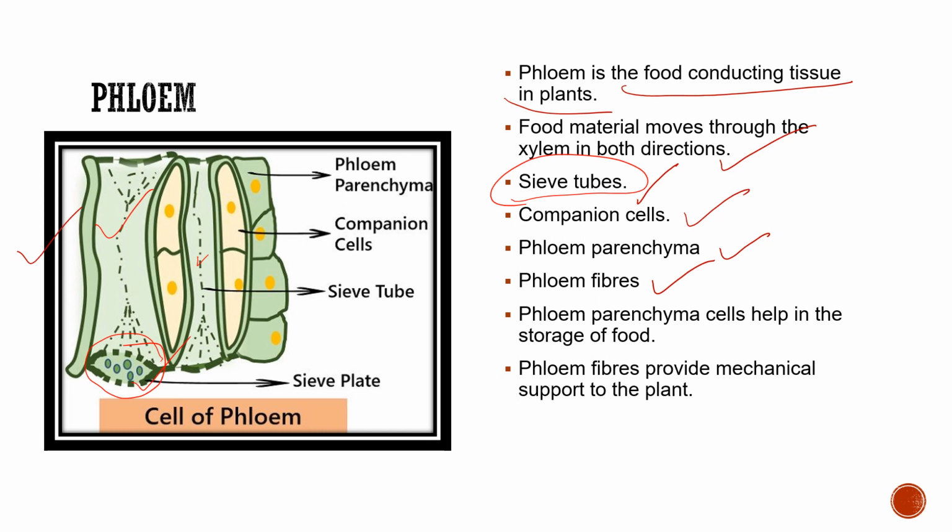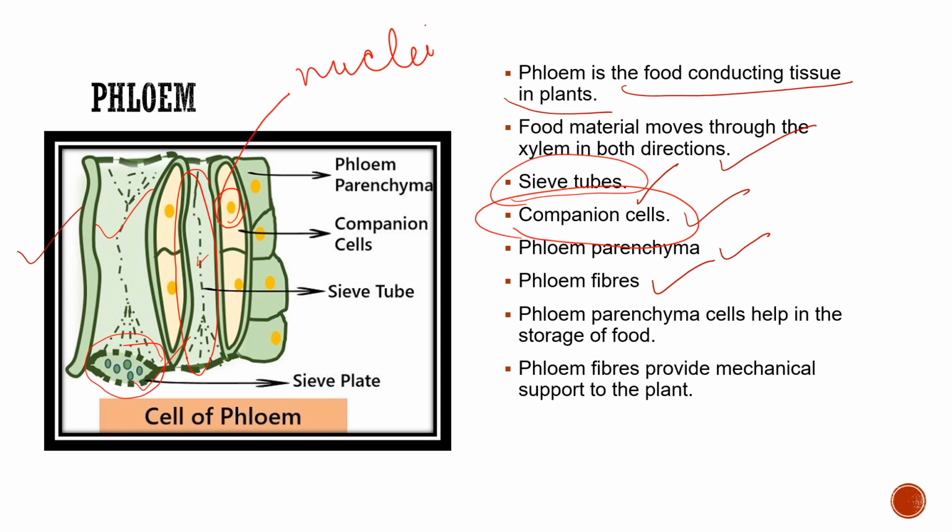Next come the companion cells, the second part, which are located on the sides of the sieve tube. You can see that this is the sieve tube, and on either side of the sieve tube there are companion cells. They also help in the conduction of food material. They are smaller than the other cells and have prominent nuclei. In this diagram you can see the prominent nuclei in the companion cells, and they are helping the sieve tube in the conduction of the food material.